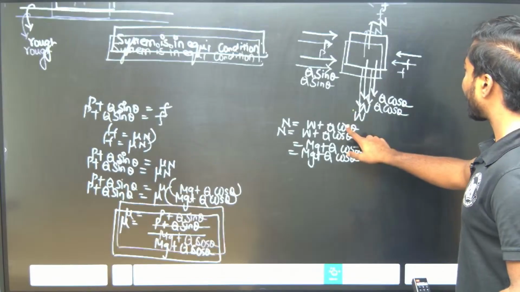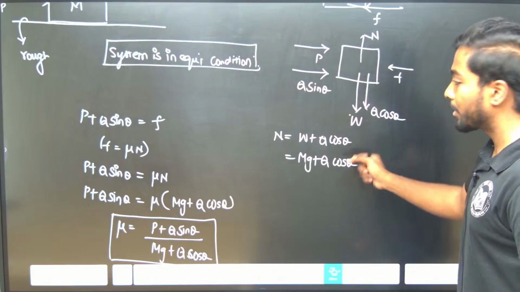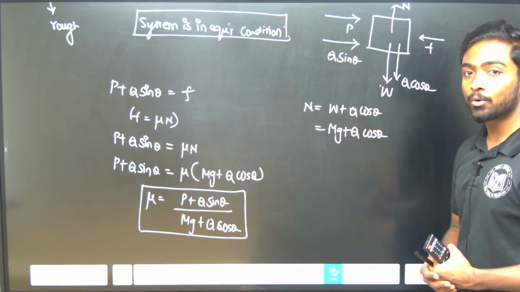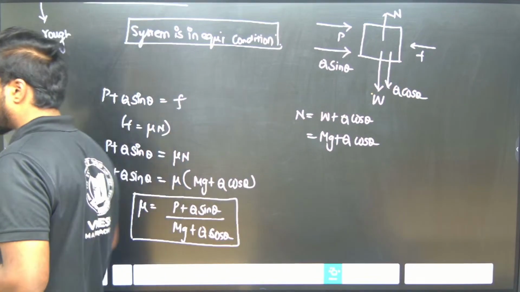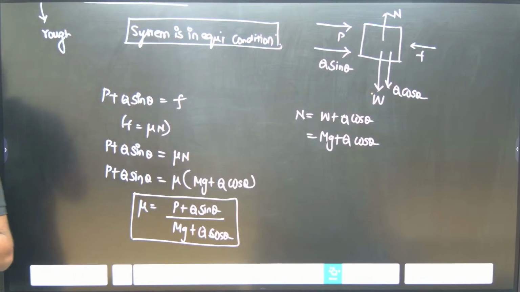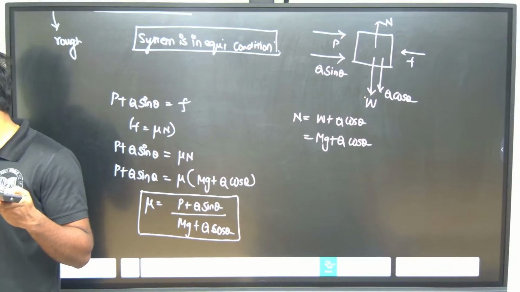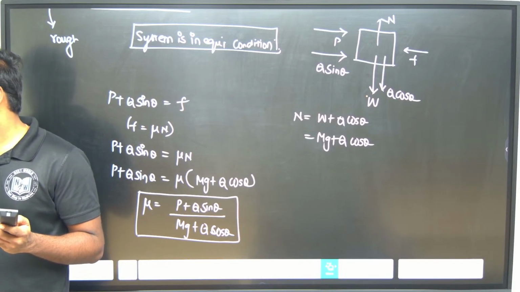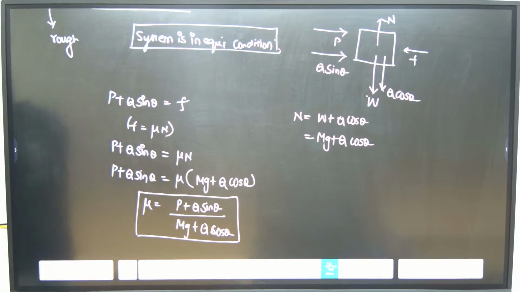Now the normal force will be acting in the upward direction and weight and Q cos theta will be acting in the downward direction. So I can substitute the values here. From this equation I need to get the value of mu. So mu will be P plus Q sin theta by mg plus Q cos theta. So this is the answer. Now you got it? Does anyone have any doubts in this question now? Fine. We'll go for the next question.